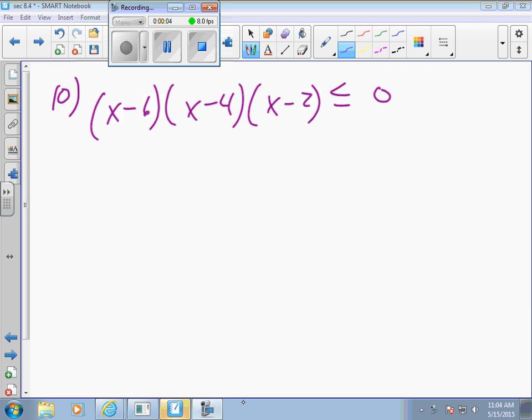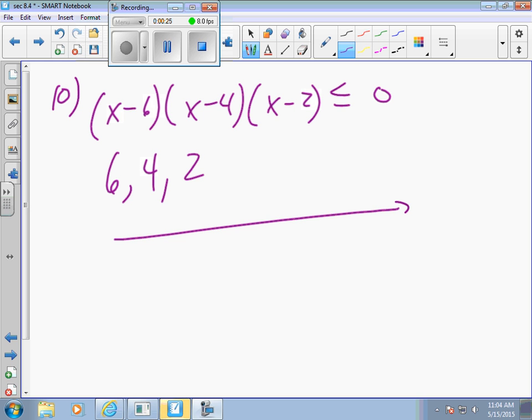Let's take a look at a couple problems from section 8.4. Let's start with number 10. Since it's already factored out, all I'm looking for are the zeros for these. So what can I put in for x minus 6 to give me 0? I'm going to say a 6, a 4, and a 2.